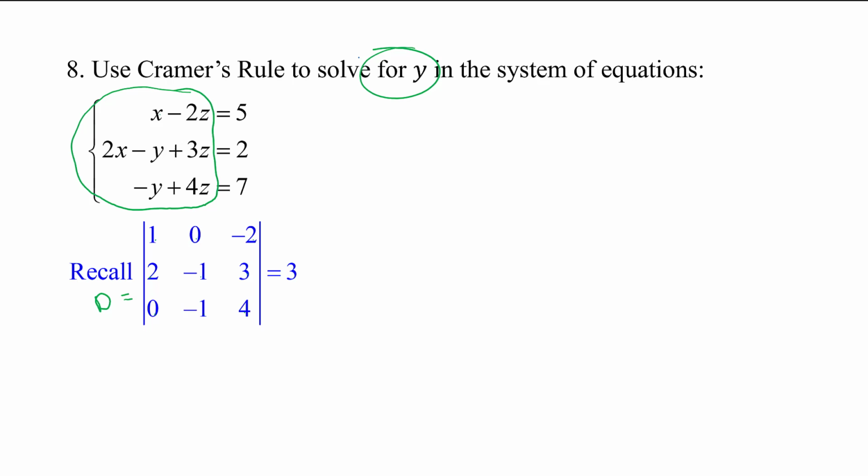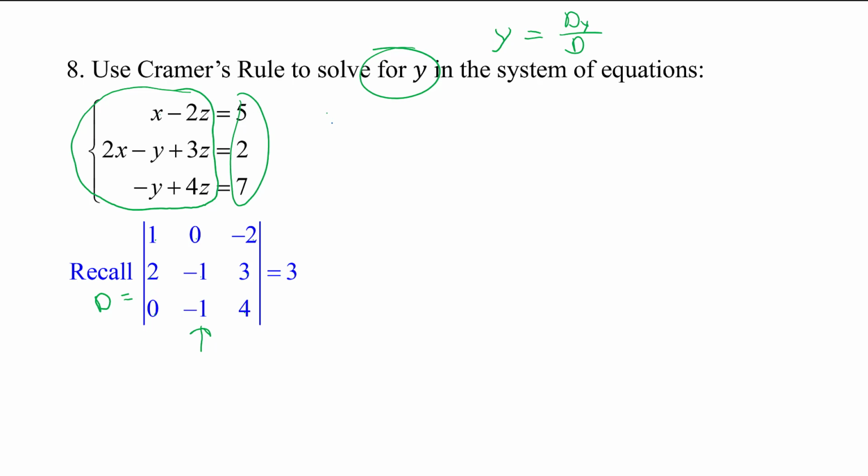And pay attention to this. If you have a 3x3 system of equations and you're asked to only solve for one variable using Cramer's rule, it's a good idea not to try to solve for all three because it is a bit of an involved process. But let's go ahead then and let's find, we found D. If I want to solve for y, y is going to equal d sub y over d, where d sub y is the determinant of the matrix we get by replacing the y column in the coefficient matrix by the constants here to the right of the equal sign.